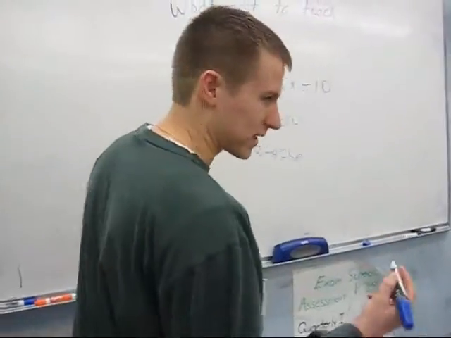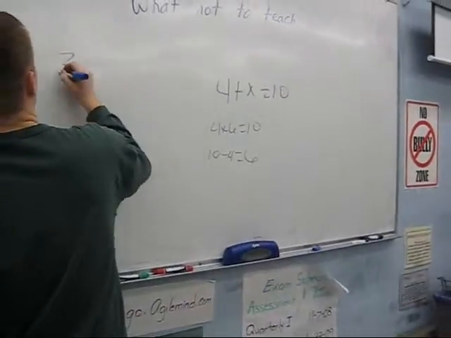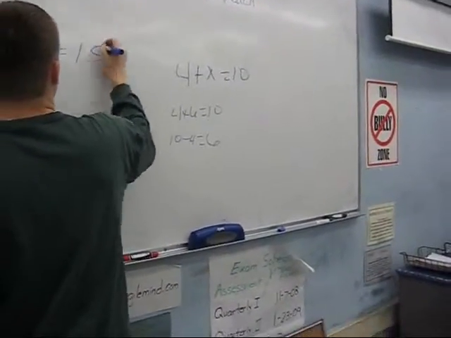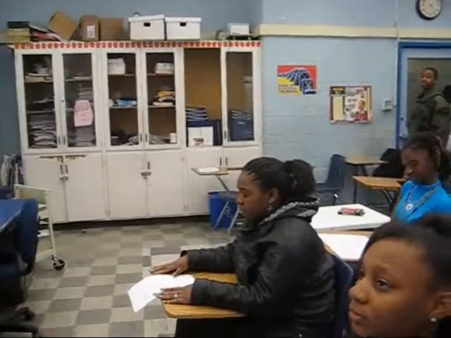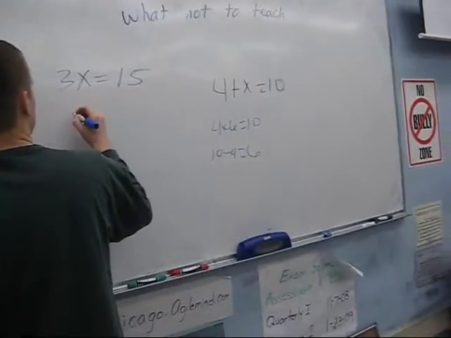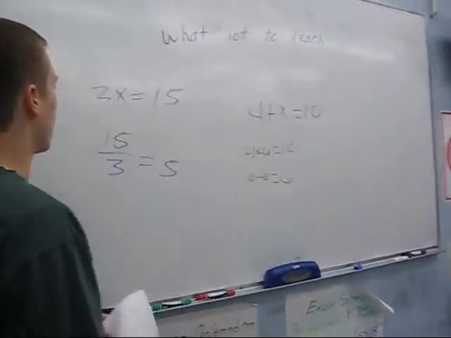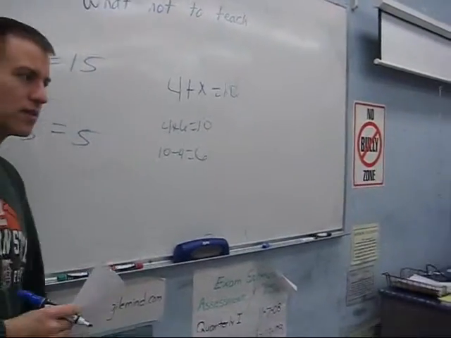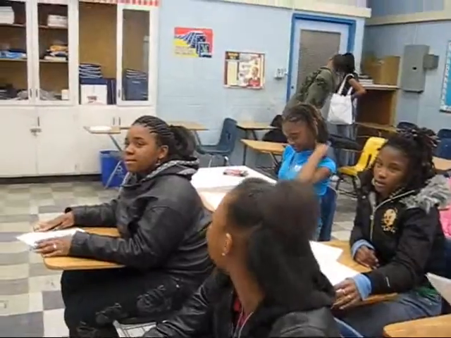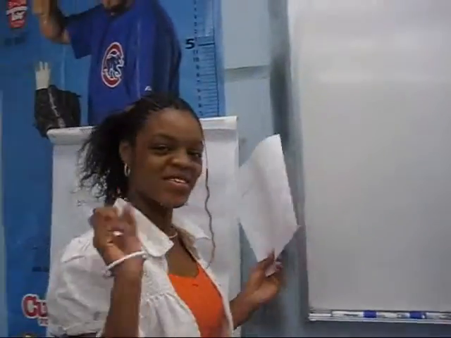So, what about a problem like this, class? What if I had 3x equals 15? How would I solve it? X equals 5 because 15 divided by 3 equals 5. So I could just divide to solve it. So you guys understand it now? Yes. Oh, great. Thanks, What Not to Teach. You're welcome.